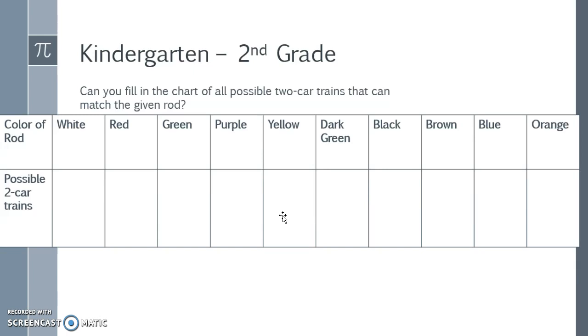I'd like you to take a moment to pause the video and fill in the chart of all possible 2-car trains that can match the given rod. I have all of them listed on the top, and on the bottom are the possible 2-car trains that make up each one of those full rods. All possibilities I'm looking for. Pause the video, take some time to do that, and then we'll check our answers.